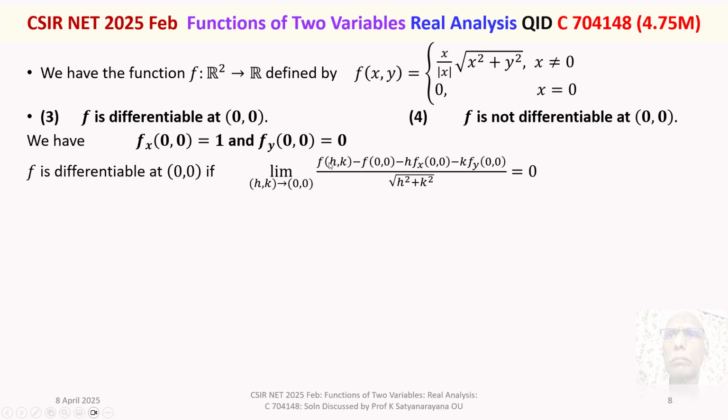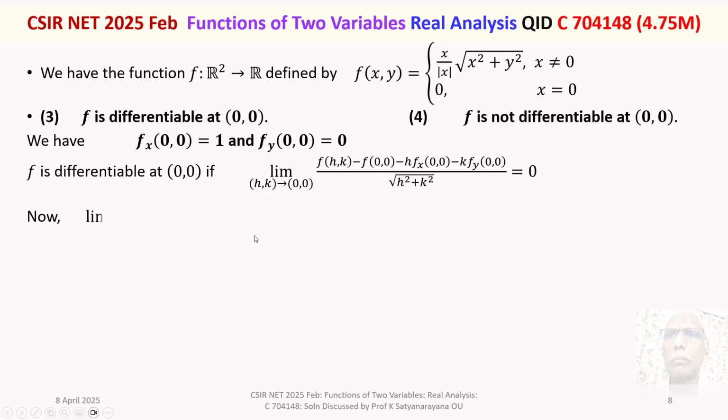of f of h comma k minus f of 0 comma 0 minus h times fx at 0 comma 0 minus k times fy at 0 comma 0, the partial derivative with respect to y of f at 0 comma 0, divided by the square root of h square plus k square. You must be familiar with this kind of definition, right?